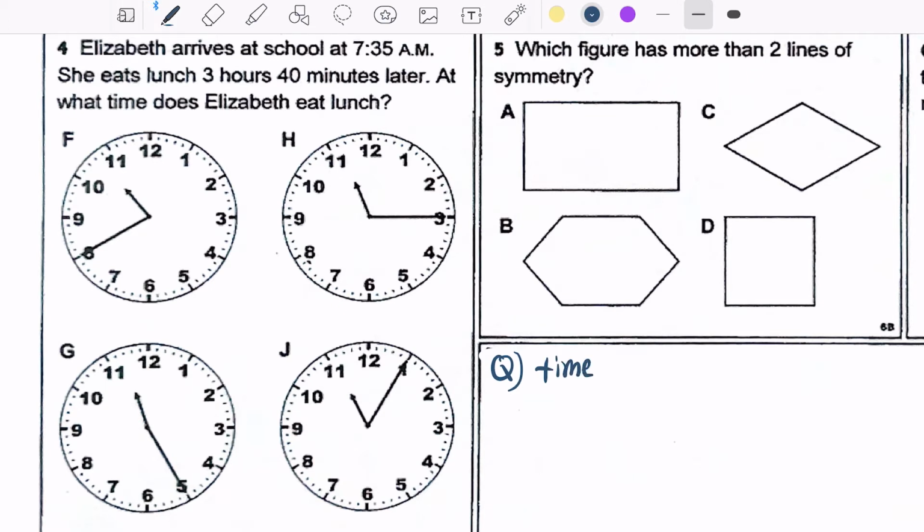time for the lunch. For data, I know that she arrives at school at 7:35, oops, not 34, 35, and eats 3 hours and 40 minutes later.